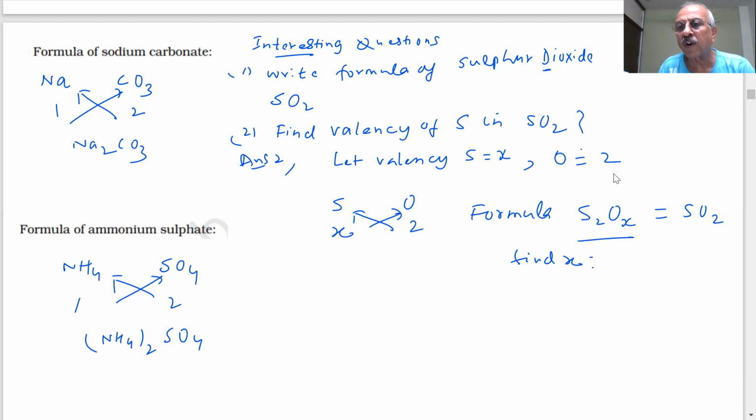If I have to reach this formula, if I put X equal to 4, what will happen, student? S2O4, which divided by 2, what do you get? SO2. Therefore, what is the value of valency of sulfur here? What is the answer? What is the valency of sulfur in this? What I got? Answer? 4.